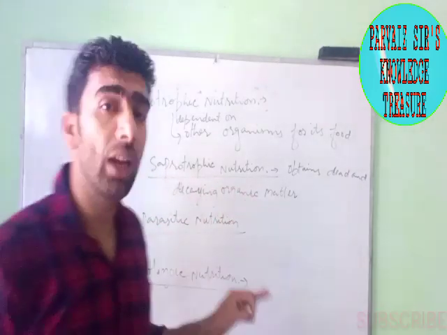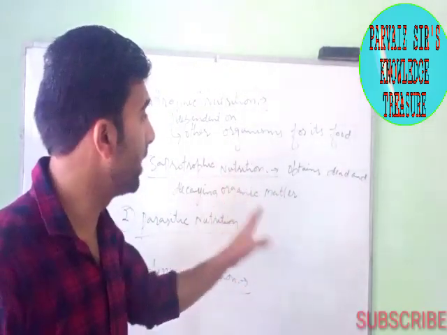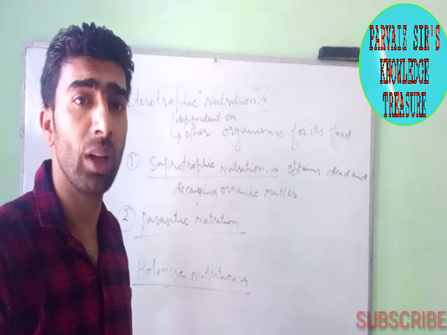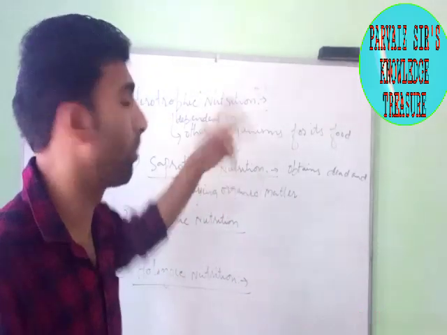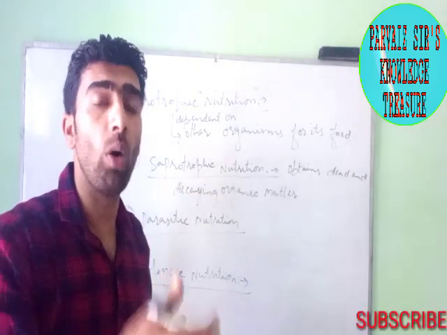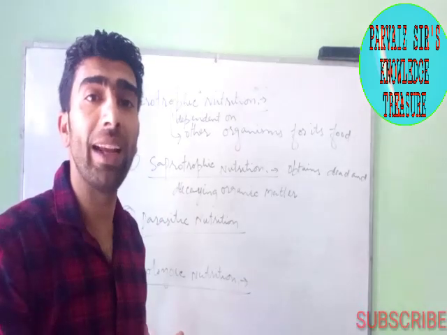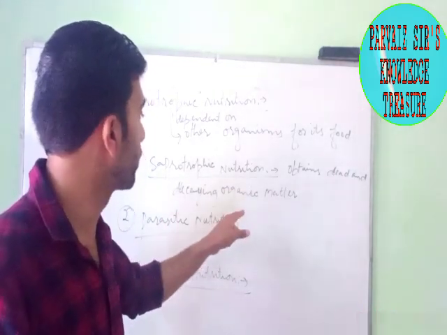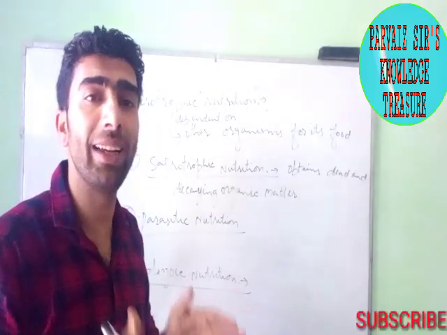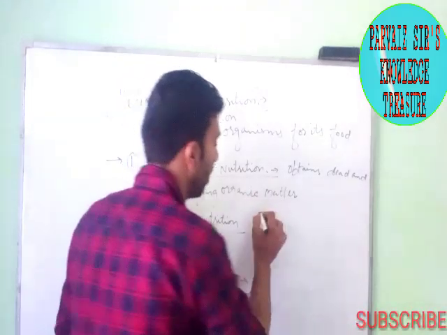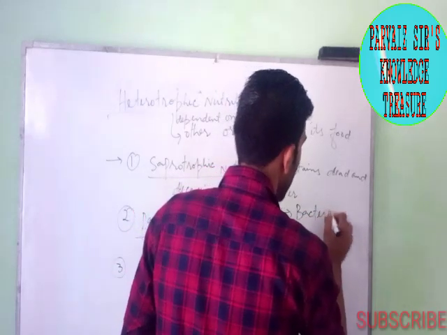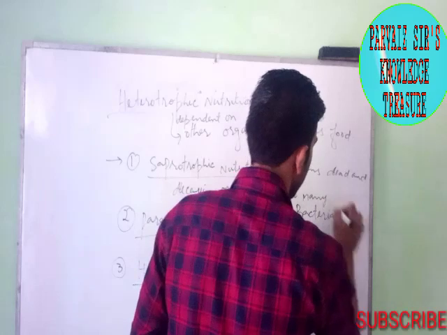Saprotropic nutrition is that type of nutrition in which an organism obtains its food from dead and decaying organic matter. It is further divided into two types: saprophytic nutrition and saprozoic nutrition. Saprophytic nutrition is that nutrition in which an organism obtains its food from dead and decaying plants only, and saprozoic nutrition is that type of nutrition in which an organism obtains its food from dead and decaying animals only. Examples of saprotropic nutrition are shown by many bacteria and fungi.